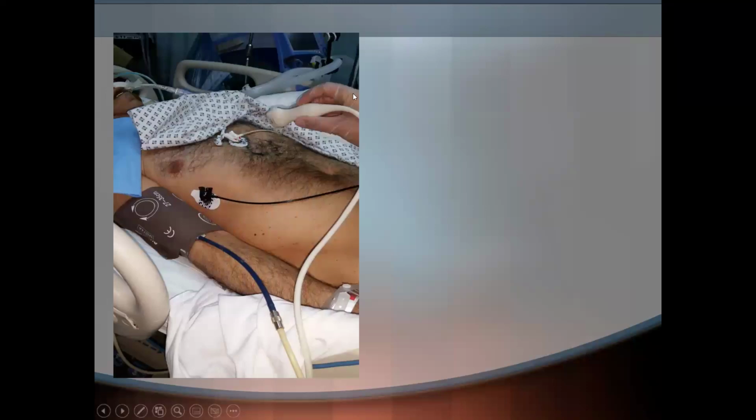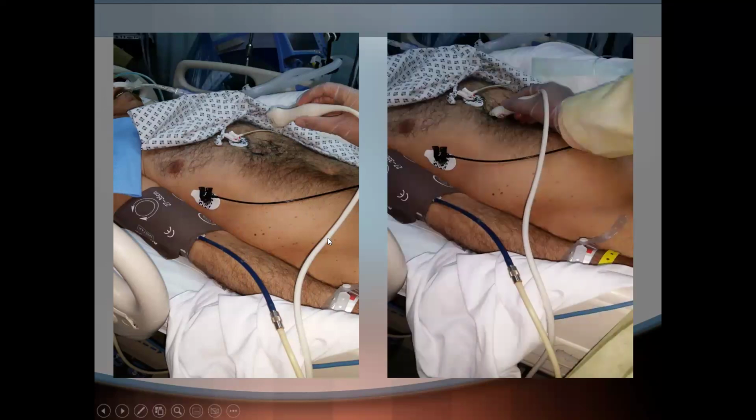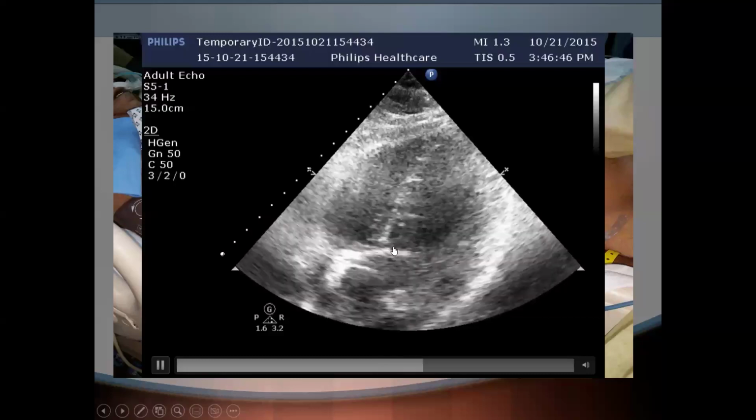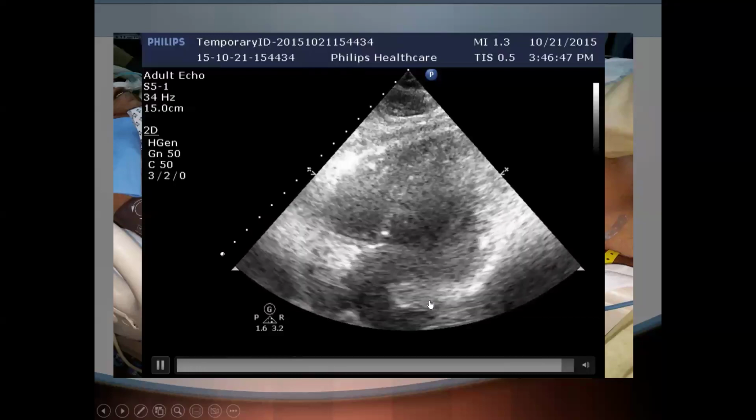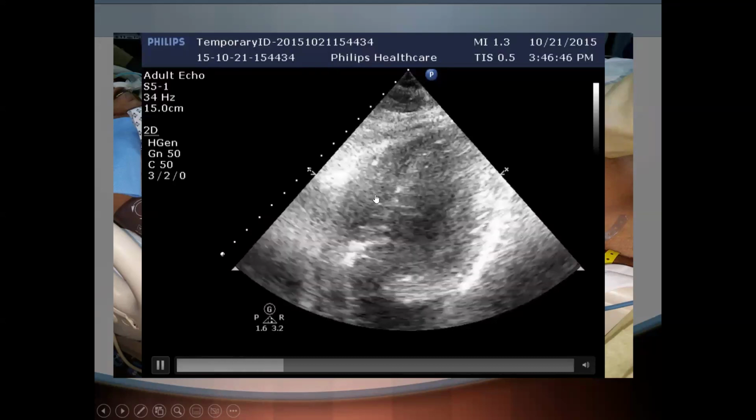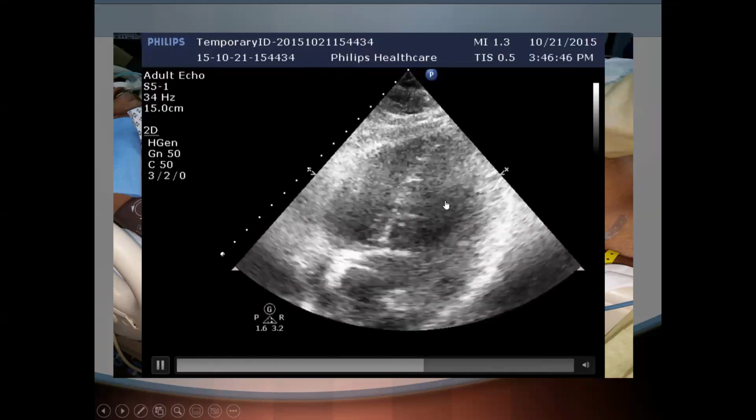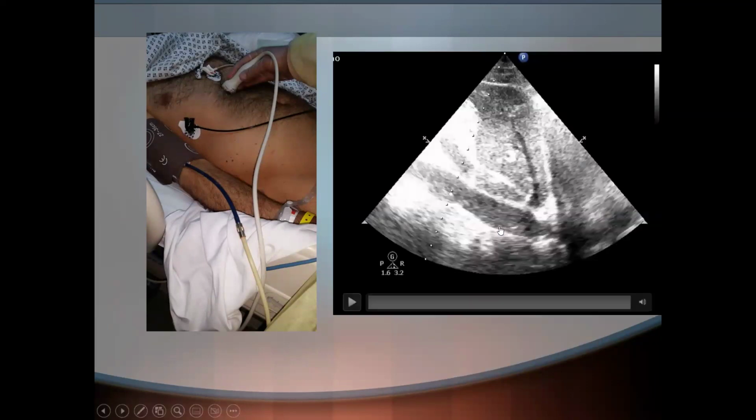Here, the probe is in the subcostal view and the patient is supine. The pointer is at 3 o'clock, toward the left shoulder or left arm of the patient. This is the subcostal view, with the right ventricle and left ventricle. Now we rotate the probe anti-clockwise 90 degrees to 12 o'clock until we see the IVC, its wall, the hepatic vein, the right atrium, diaphragm, and liver.